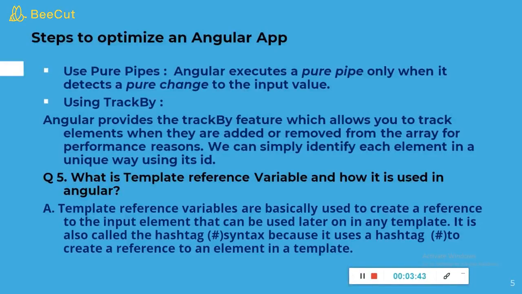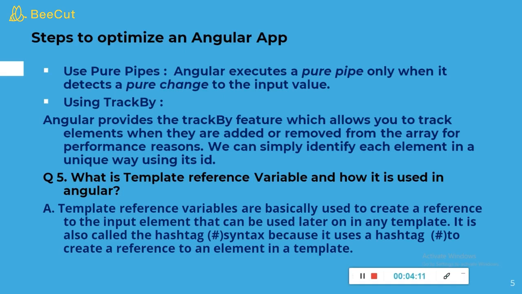Use pure pipes. Angular executes a pure pipe only when it detects a pure change to the input value. Then use trackBy. Angular provides the trackBy feature, which allows you to track the elements when they are added or removed from the array for performance reasons. We can simply identify each element in a unique way using its ID.